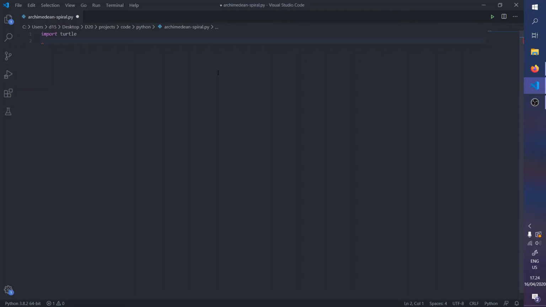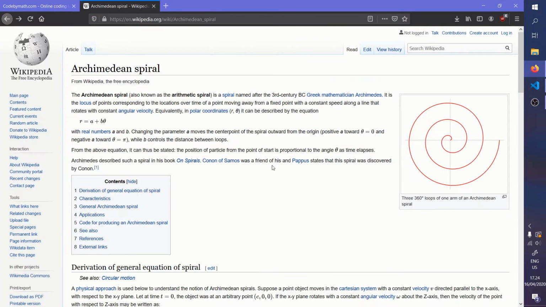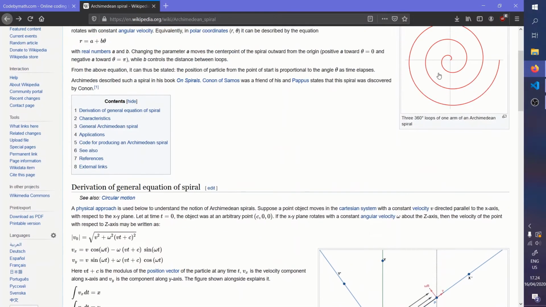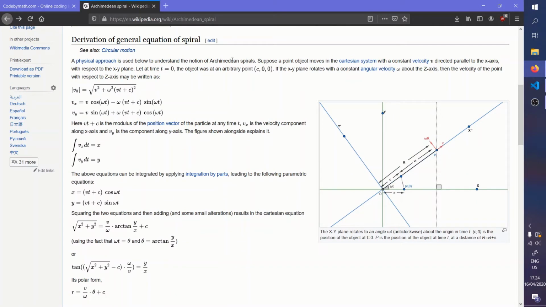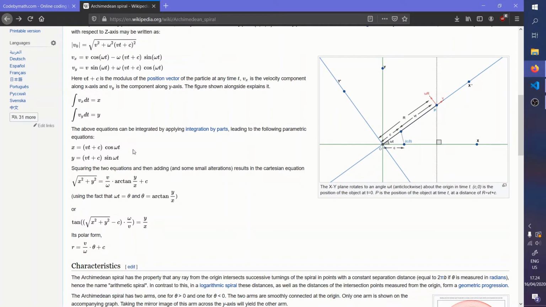And then we're going to import the math module because, as you can see here from Wikipedia, I'm not going to talk about the exact math and theory of the spiral itself. As you can see here, we need the cosine and sine functions to make the spiral. So this is the coordinates of each point in the spiral.